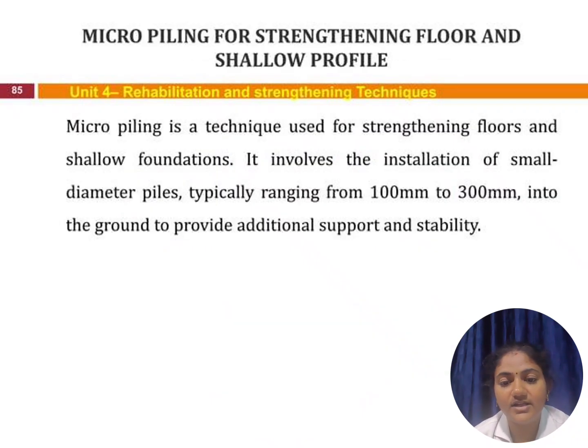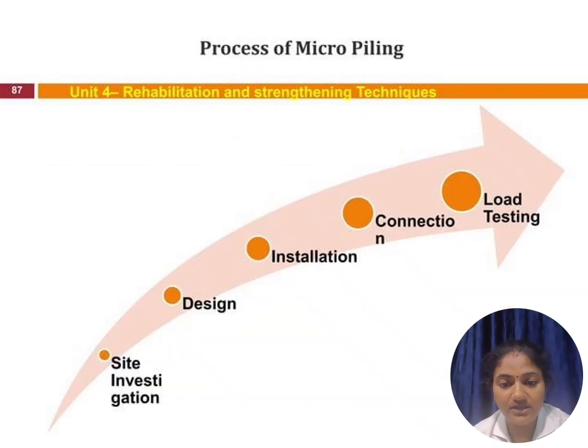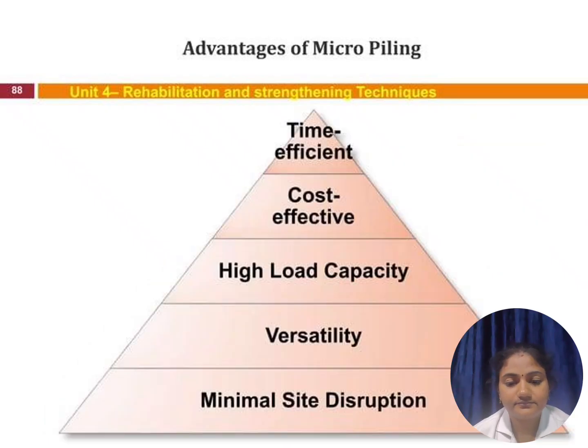And micropiling for strengthening floors and shallow foundations. It uses small diameter piles ranging from 100 mm to 300 mm, and it provides additional support and stability. Here we can see the micropiling technique, where we give some additional grooves to increase strength, using a drilling rod. The process includes site investigation, design, installation, connection, and load testing. The advantages of micropiling are time efficiency, cost effectiveness, high load capacity, versatility, and minimal site disturbance.